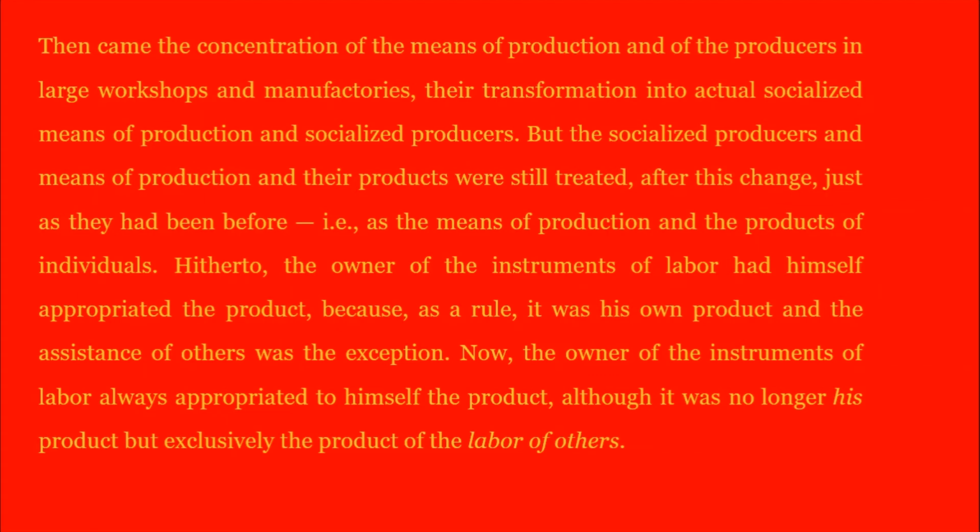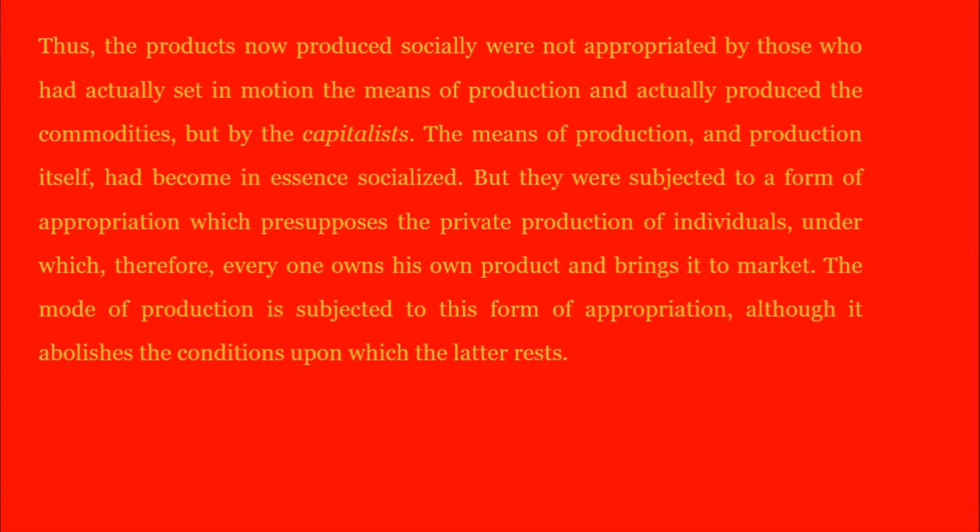Now the owner of the instruments of labor always appropriated to himself the product, although it was no longer his product, but exclusively the product of the labor of others. Thus, the products now produced socially were not appropriated by those who had actually set in motion the means of production and actually produced the commodities, but by the capitalists. The means of production and production itself had become in essence socialized, but they were subjected to a form of appropriation which presupposes the private production of individuals, under which therefore everyone owns his own product and brings it to market.